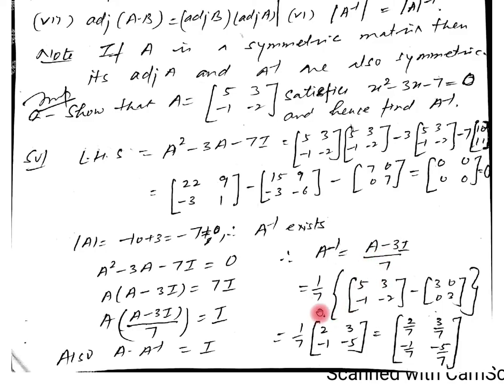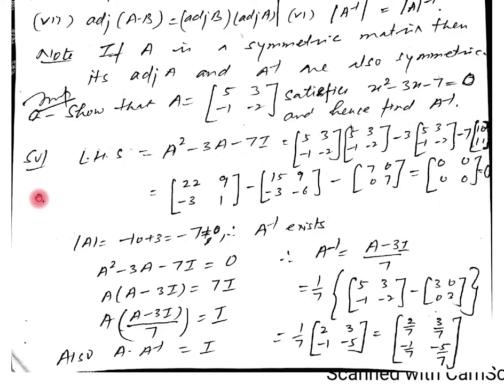Putting the value of A here and the value of I here, 1 by 7 times (A minus 3I), simplifying, we get the value of A inverse. This is a very important question, but care should be taken: only by using this equation we have to find A inverse.